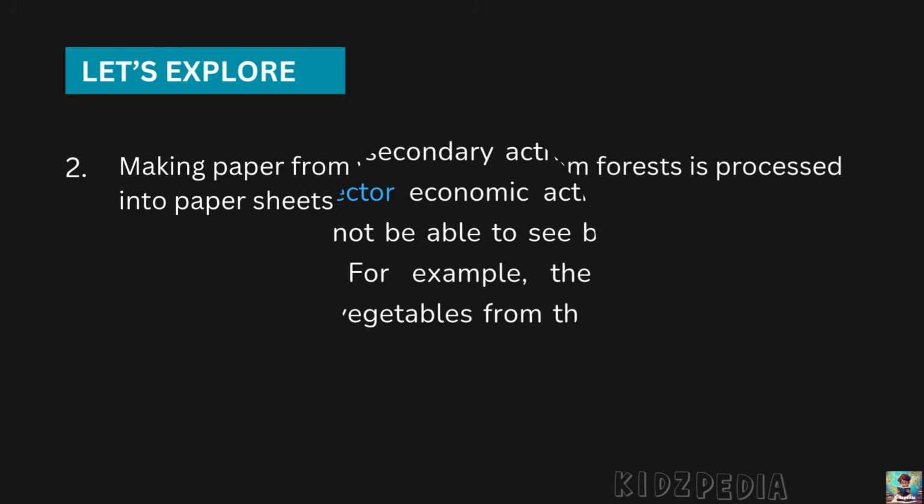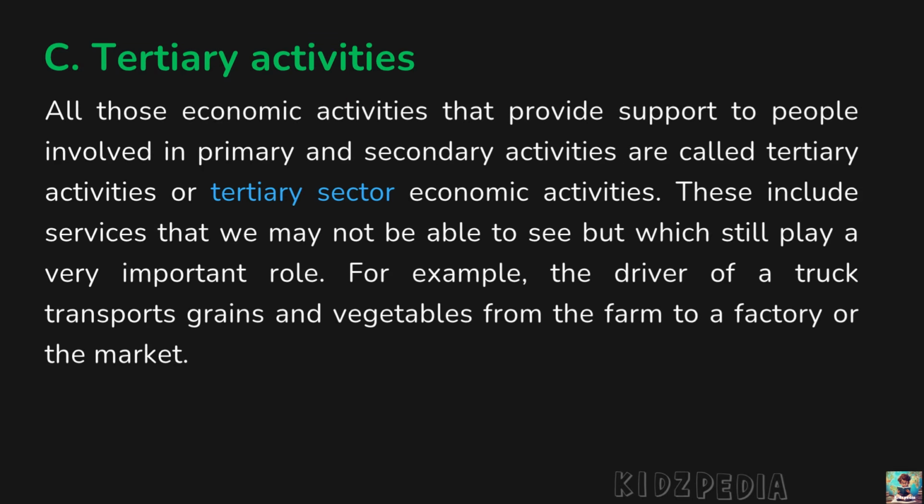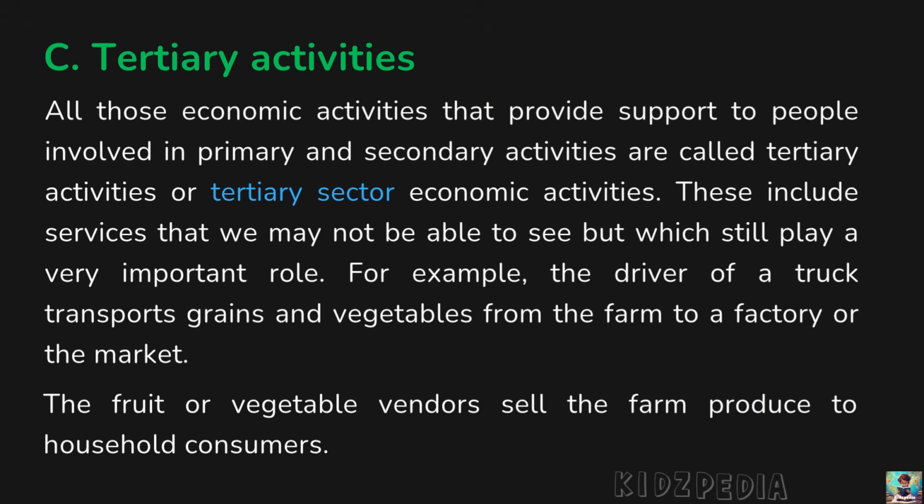Next one is tertiary activities. All those economic activities that provide support to people involved in primary and secondary activities are called tertiary activities or tertiary sector economic activities. These include services that we may not be able to see but which still play a very important role. For example, the driver of a truck transports grains and vegetables from the farm to a factory or to the market. The fruit or vegetable vendors sell the farm produce to household consumers.